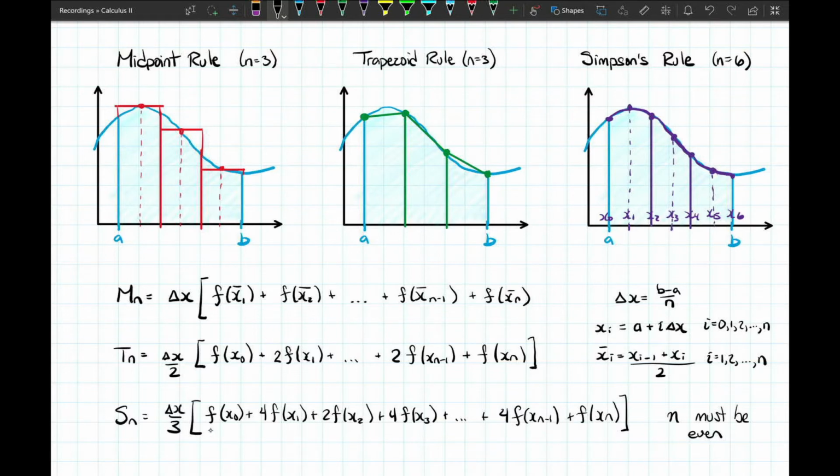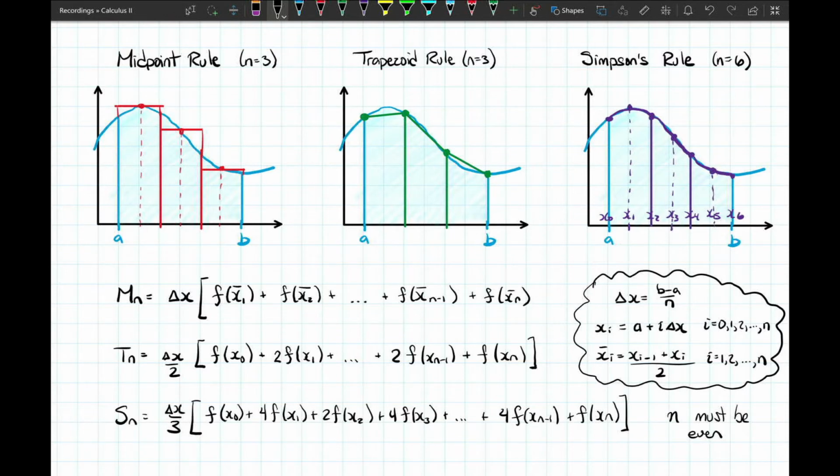and we have this interesting pattern of plugging in those different points into the function: f of x0 plus 4 times f of x1 plus 2 times f of x2 plus 4 times f of x3, and we'll continue on with this 4, 2, 4, 2 pattern, but because n is always even, we'll end up with 4 times f of x(n minus 1) plus a single f of xn. And again, all of these little formulas on the side are important to always know whenever we're approximating using rectangles, trapezoids, or Simpson's rule with parabolas.